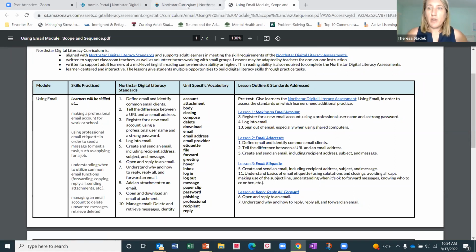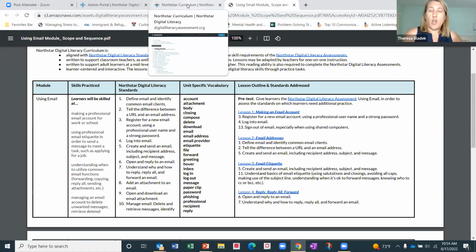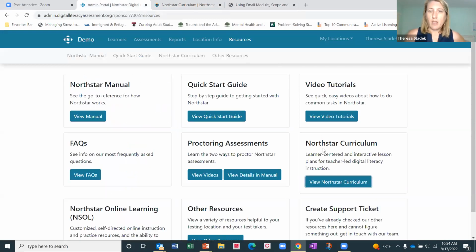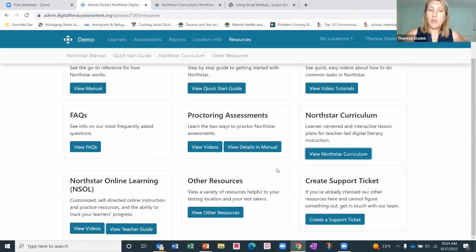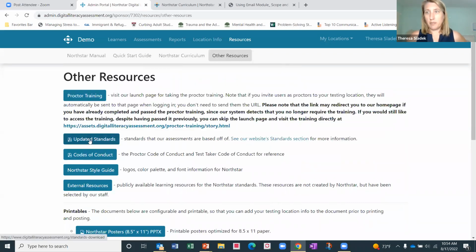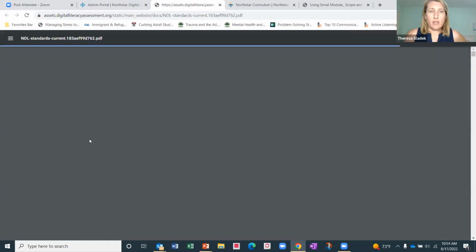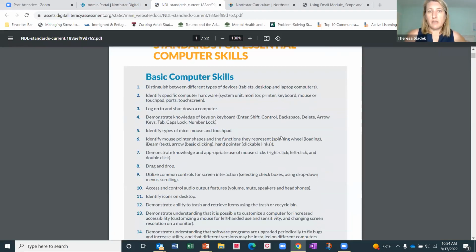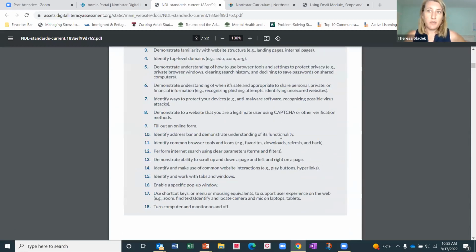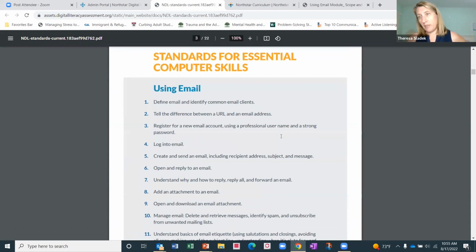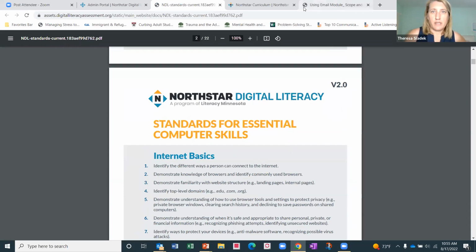If you are wondering, as some of you have asked, what lesson or topic a certain standard or skill is in, you can find all the standards together back in your admin portal under resources. If you go to other resources at the bottom in the middle, the second rectangle is updated standards. Here you will have all of them listed one after another, so you can find whatever skill you're looking for and where it might be. All right, so let's go.